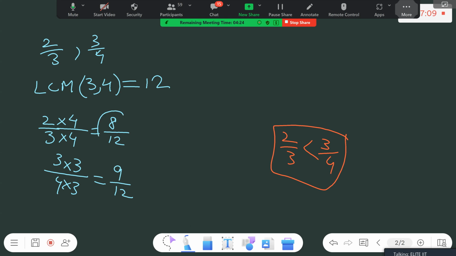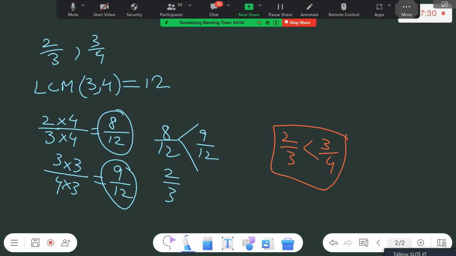So now which is greater, 8 by 12 or 9 by 12? 9 by 12. How? Let us see. Now our denominators are equal, isn't it? Yes, sir. So we'll only look at numerator. Which numerator is big? 9 is big. So 9 is bigger than 8. So 9 by 12 is greater than 8 by 12. So what is 8 by 12? 2 by 3. It is less than 3 by 4, which is 9 by 12. Okay. See, same answer.